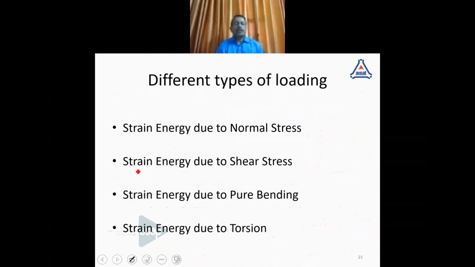Now we are going to consider different types of loading. Already you have seen the expression for strain energy due to normal stress. When a shear stress alone is applied, what will be the expression for strain energy? When pure bending is applied, what will be the difference? And like this, we can have different expressions for strain energy upon different types of loading.